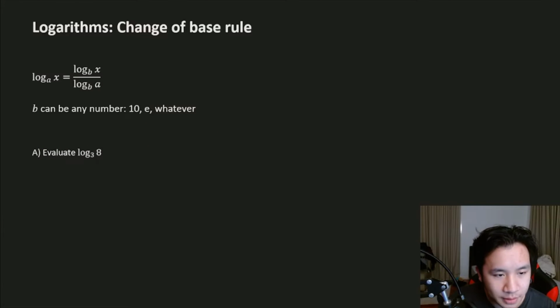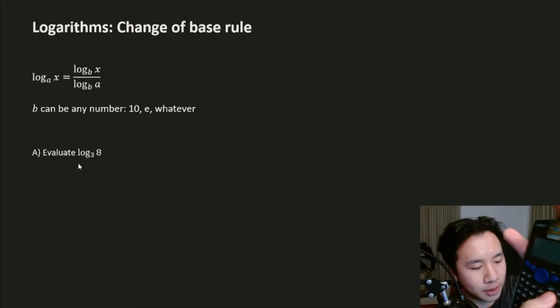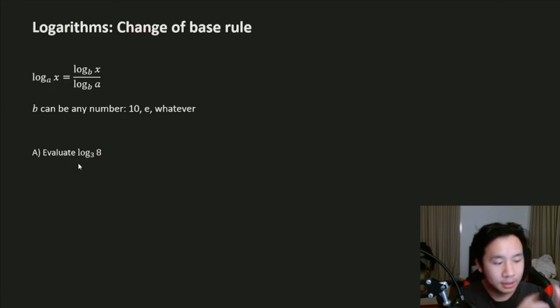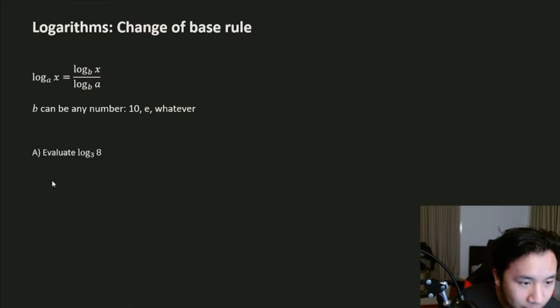So let's say we have this question: evaluate log base 3 of 8. You can't really do this on most calculators, well, not on mine at least, because you have this log button, but it will just say log. And this log function in the calculator has a base of 10. So if you did log 8 in the calculator, it would give you the wrong answer. So this is where the change of base comes into play.